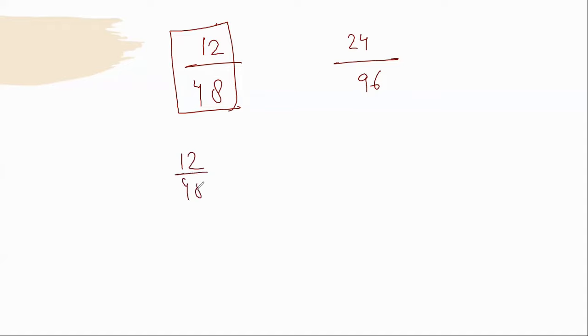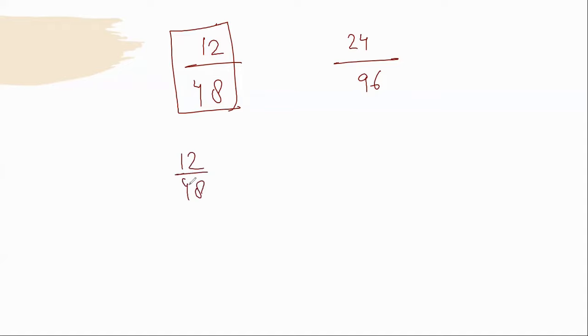Now let's take another example. Suppose I take 12 over 48 and 24 over 96. The first fraction is not in its final form because the numbers above and below have factors. I know that 12 and 48 both come in the tables of many other numbers. So let's start from the smaller number and solve 12 over 48 first.